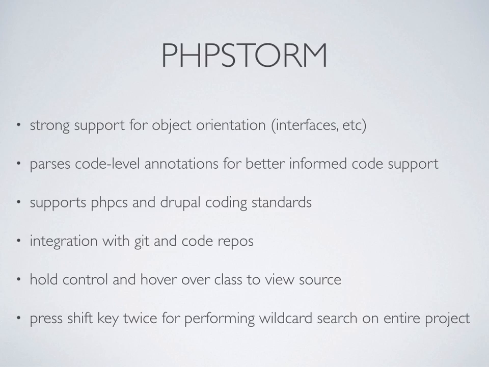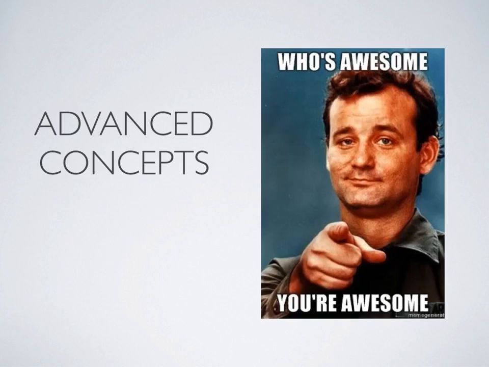PHP Storm. PHP Storm is a fully object-oriented PHP coding tool. It works perfectly with Drupal 8 from what I've seen thus far. It has a lot of really nice features. It can interpret the annotations that we talked about. It supports PHP Code Sniffer and the coding standards. It has integration with Git and code repos. You can do easy discovery: if you're in a file and you hold down the control button and click on any class, it pulls up its source. There are a lot of really nice tools specifically for object orientation that make things a lot easier and a lot faster. You could also do wildcard searching. I love that feature.